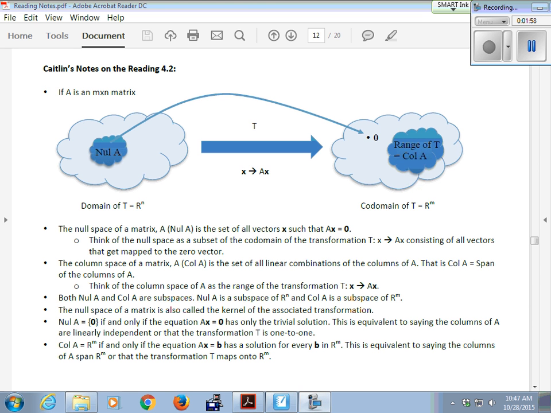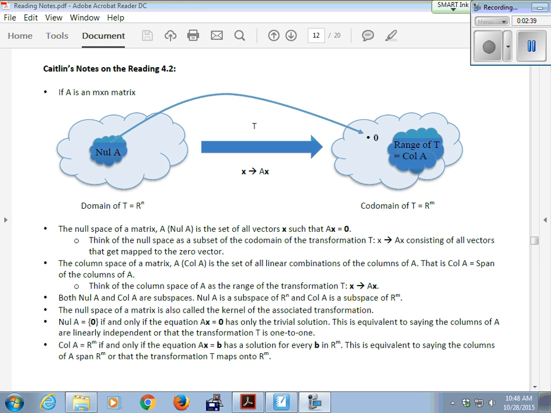So the null space is just the set of all vectors such that AX equals 0. That's the null space of a matrix A. It's a subset of the domain, right? And the column space is the set of all linear combinations of the columns of A. Think of it as the range of the transformation T. So both null A and col A are subspaces. Null A is a subspace of Rn, col A is a subspace of Rm. The null space of a matrix is also called the kernel of the associated transformation T. So I could ask you to find the null of A or the kernel of T. I'm asking you the same question. Okay.